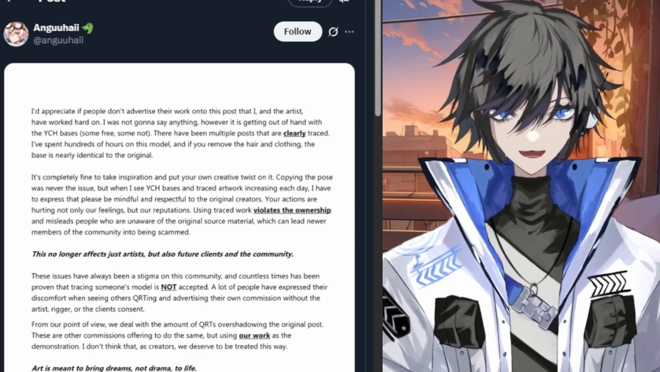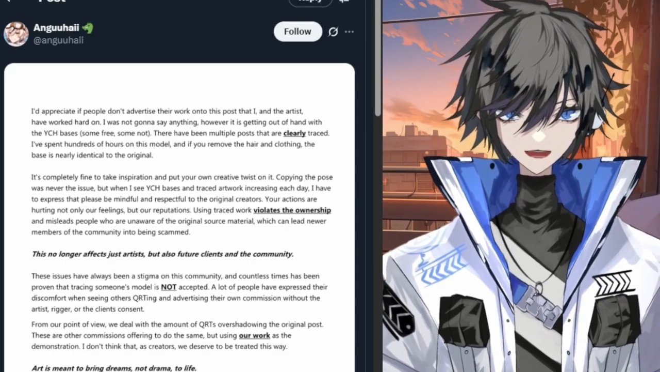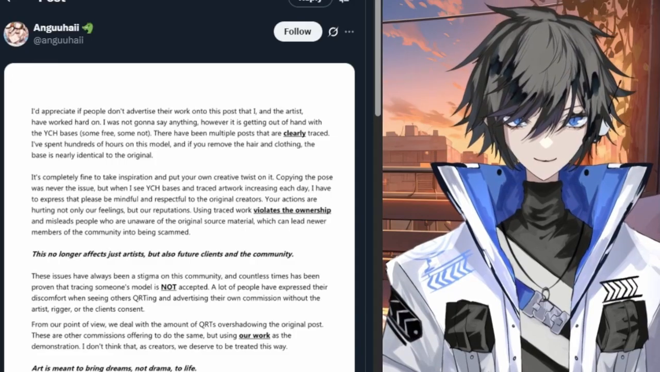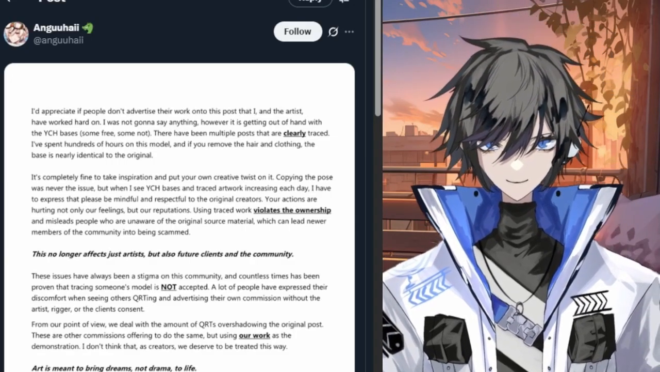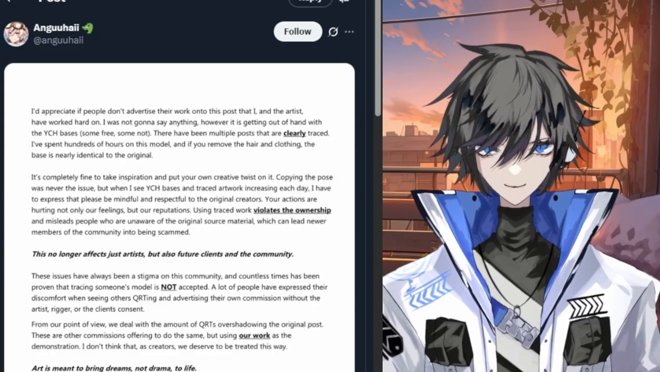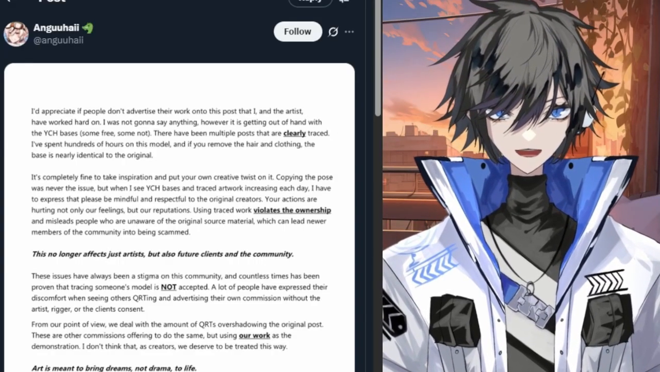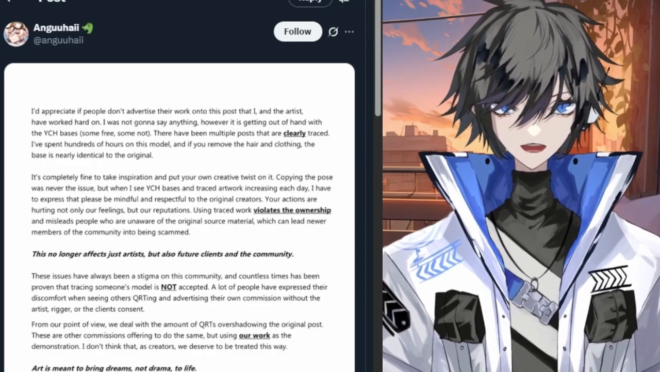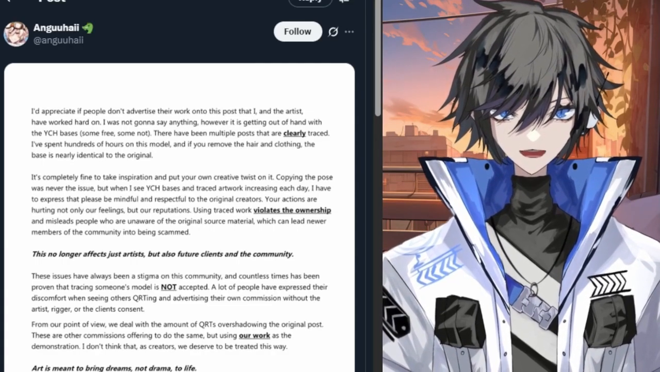But anyway, Anguhai continues saying, there have been multiple posts that are clearly traced, and I've spent hundreds of hours on this model, and if you remove the hair and clothing, the base is nearly identical to the original. It's completely fine to take inspiration and put your creative twist on it. Copying the pose was never the issue, but when I see YCH bases and traced artwork increasing each day, I have to express that please be mindful and respectful to the original creators.